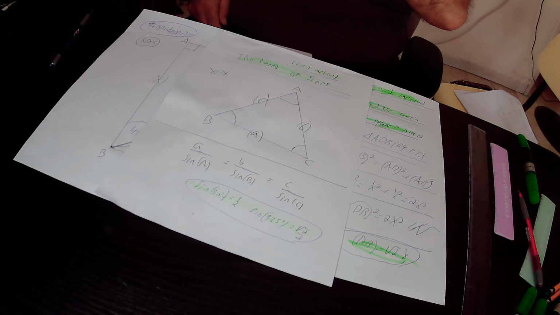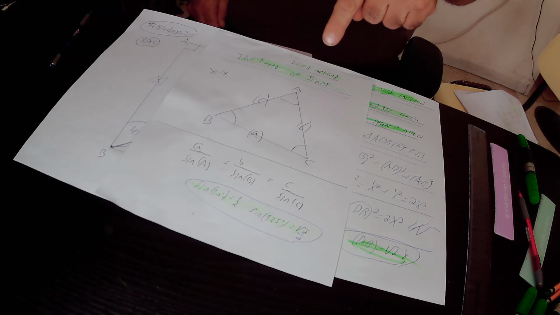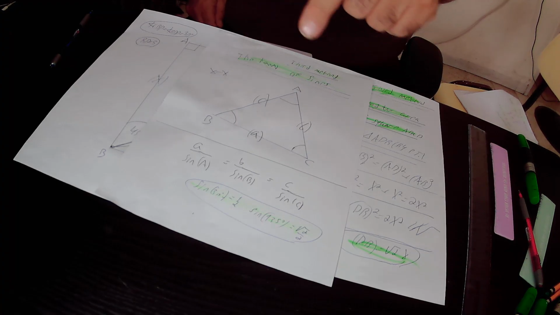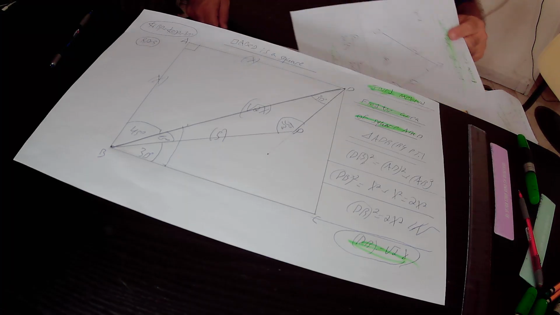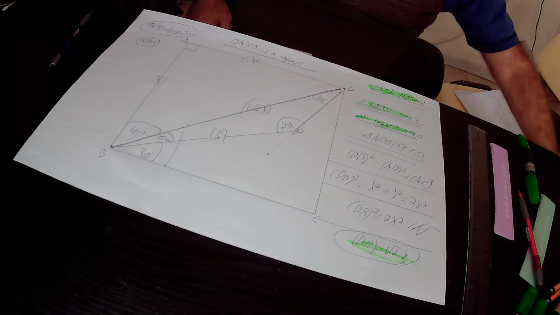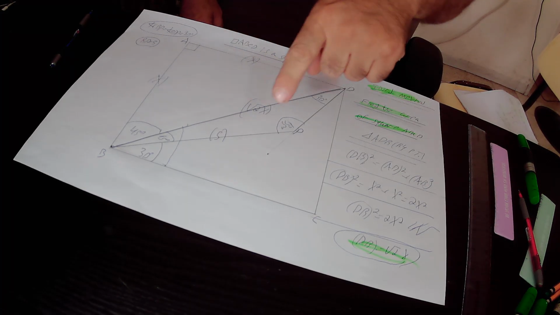So in this triangle ABC, that would be any triangle, according to the law of sines, the following equation is true: a over sine A equals b over sine B equals c over sine C. So we implement the law of sines in this triangle DBP.